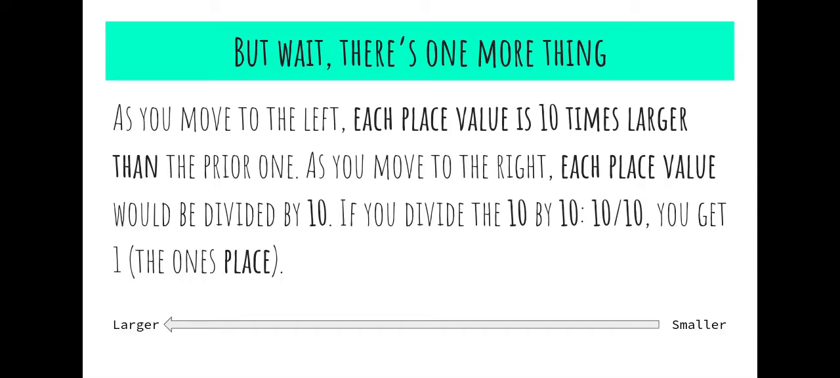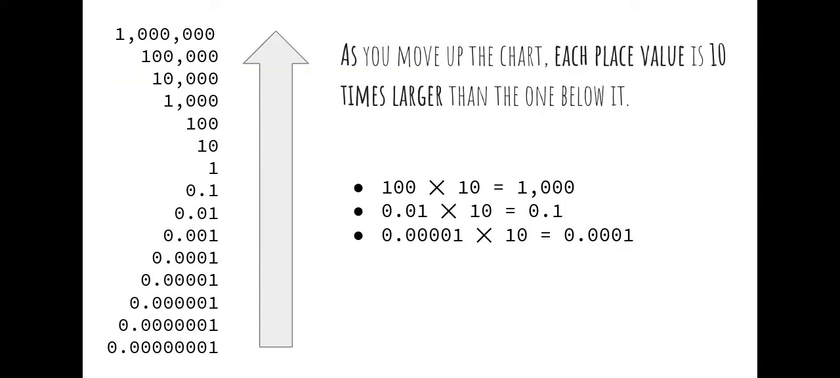But wait, there's one more thing, and then we're done. It's important to think of it this way. As you move up to the left in all of these numbers, each place is worth 10 times more than the place to the right of it. As you work your way down, it's like multiplying by 1/10 or dividing by 10 as they get smaller. Let me show you what I mean.